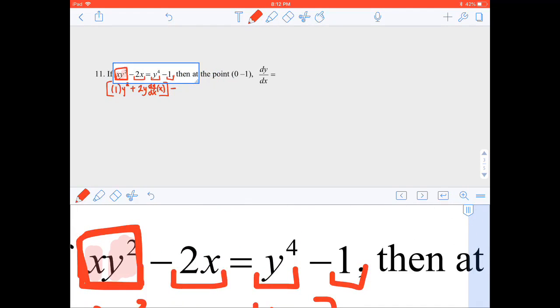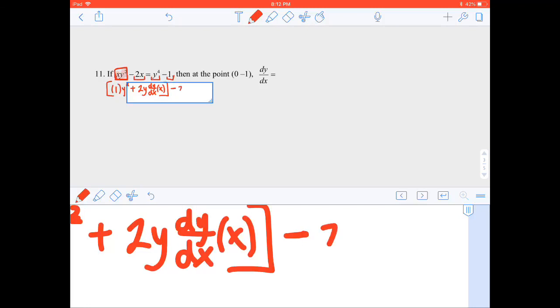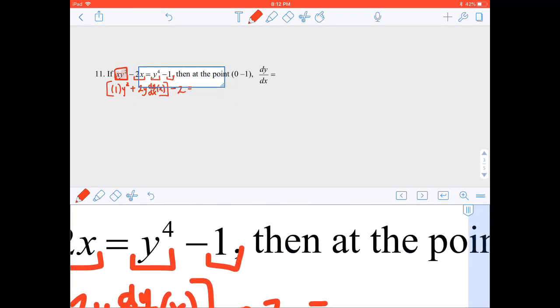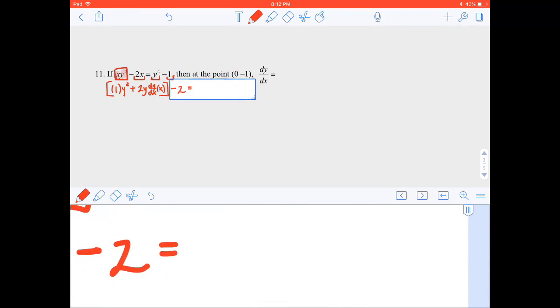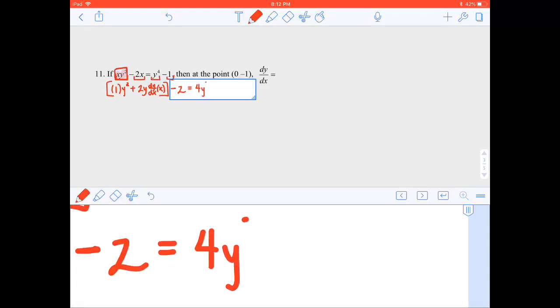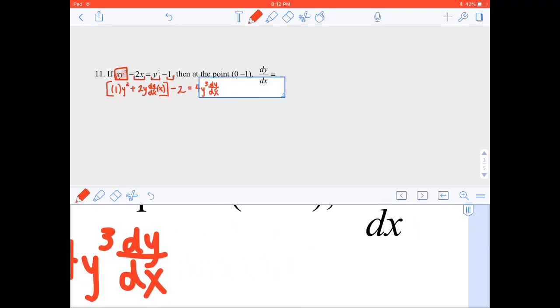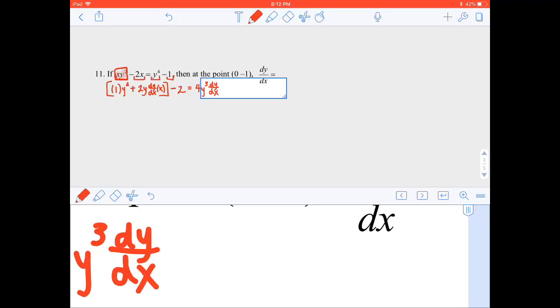So we have that minus 2x. Derivative of 2x will be 2. And that's going to equal derivative of y to the fourth. So 4y cubed, but since we're taking the derivative of y, you have to multiply by dy over dx, minus the derivative of 1, which is just 0, so I'm not going to write that down there.